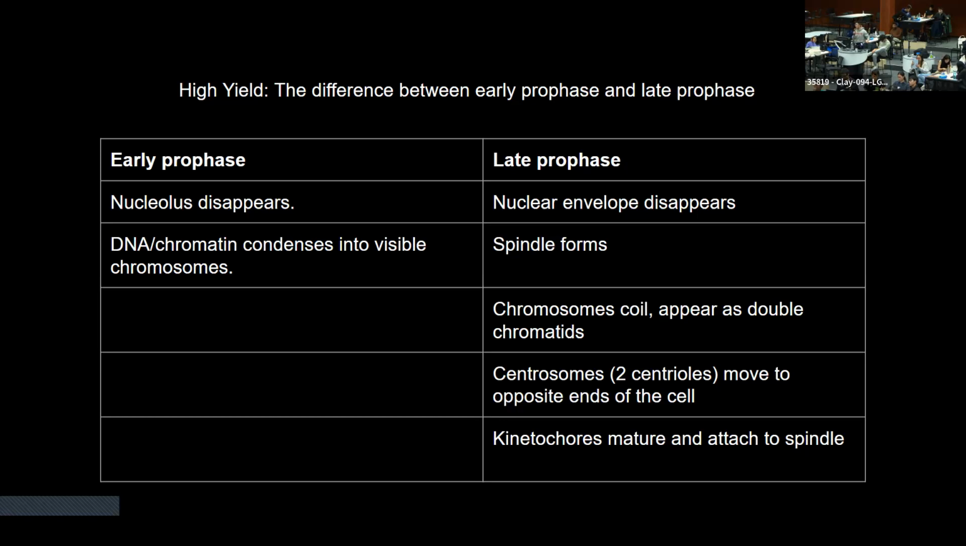So that's things like your nuclear envelope disappearing, your spindles forming, your chromosomes coiling, your centrosomes, which is your two centrioles, moving to the opposite ends of the cell, and then your kinetochores attaching to the spindles.